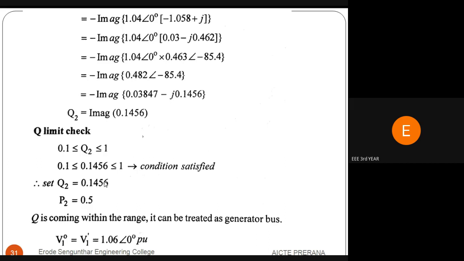If the Q2 value is less than 0.1, then we have to set it to 0.1. If the Q2 value is greater than 1, we have to set it to 1. Okay, this is the limit setting for Q.